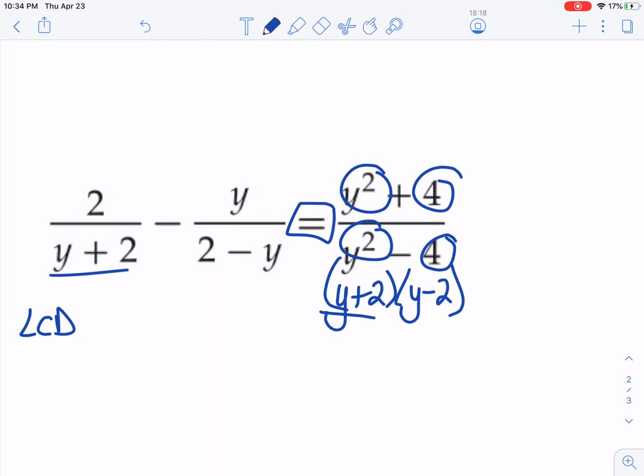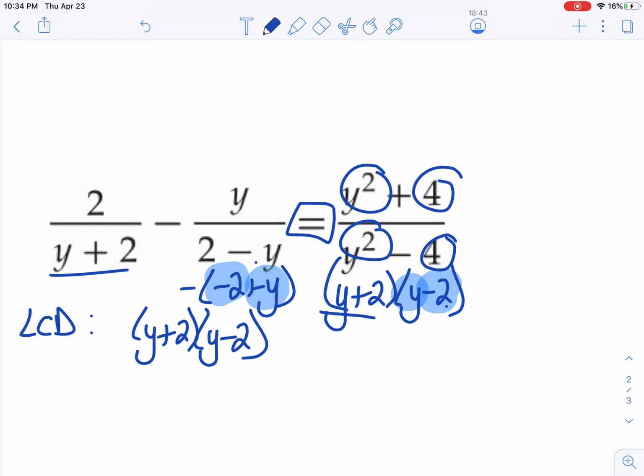So what I'm going to do here to make these be the same, I'm going to pull out a negative, which makes this negative 2 plus y. Notice, negative 2, positive y, positive y. These are the same. So now I have my LCD. I've got y plus 2 from my first fraction. I've got y minus 2 from my second one, but I also have this negative that needs to come out front. So there's my LCD. So I need to multiply every term by that. So go ahead and do that. Pause the video and solve it.